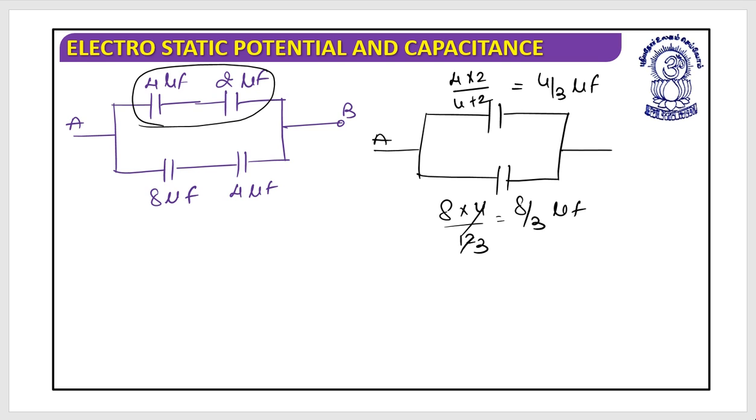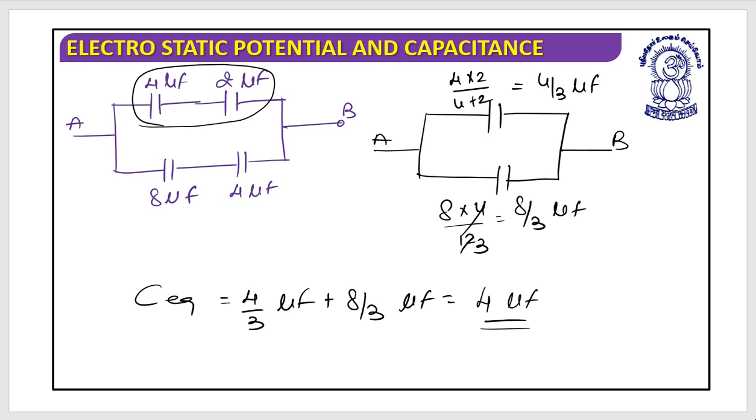Now as you can see, these two are connected in parallel, and when they are connected in parallel, my C equivalent would be equal to 4 by 3 microfarad plus 8 by 3 microfarad. This is equal to 4 plus 8, which is 12 by 3. So this will be 4 microfarad, and it has been done. That's it. So can you do this kind of questions? Are you sure?